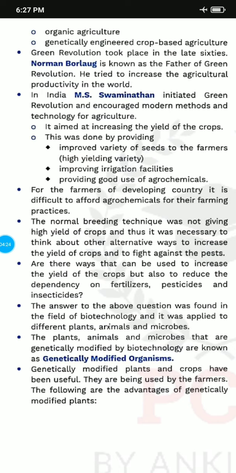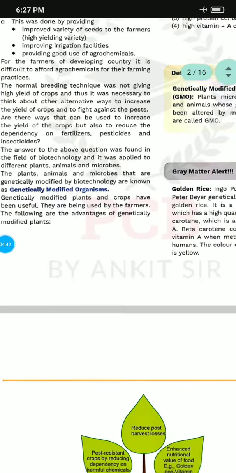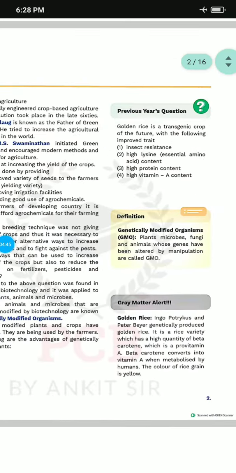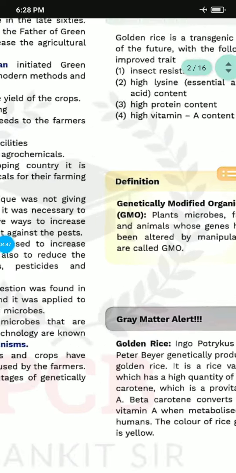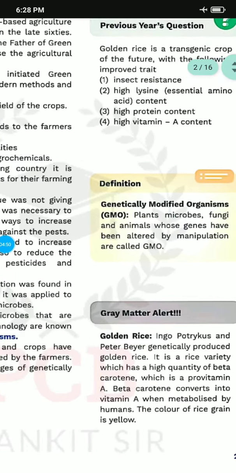The best answer to this question is the field of biotechnology, which can be applied easily with the help of different plants, animals, and microbes. Genetically modified plants and crops are very useful. They are being used by farmers, and they use them because of some advantages. But before that, we are going to find out what a genetically modified organism is. It is any microbe, fungi or animal whose genes are used to produce the genetically modified organism.